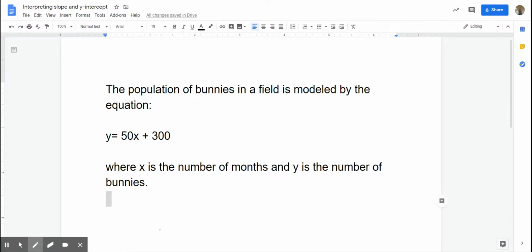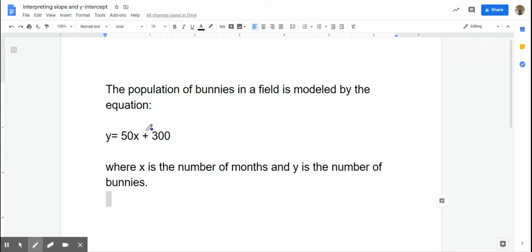Hey guys, this is just a quick reminder of the way we interpret slope and y-intercept when we're asked to do so from an equation. For an example, the first problem says the population of bunnies in a field is modeled by the equation y equals 50x plus 300, where x is the number of months and y is the number of bunnies. So remember, when we interpret, we're trying to tell you what the story is about this problem.